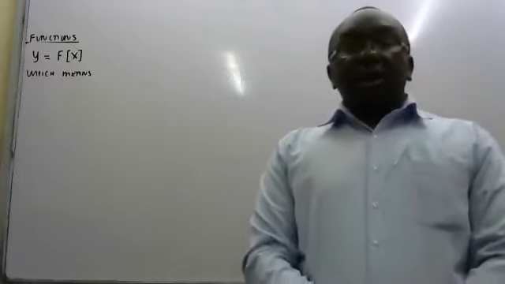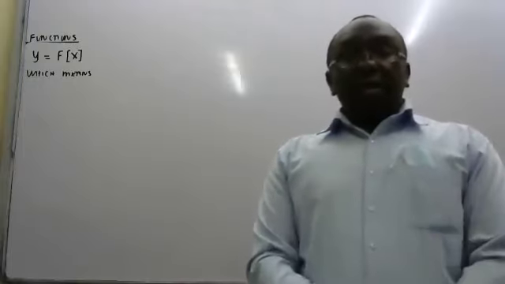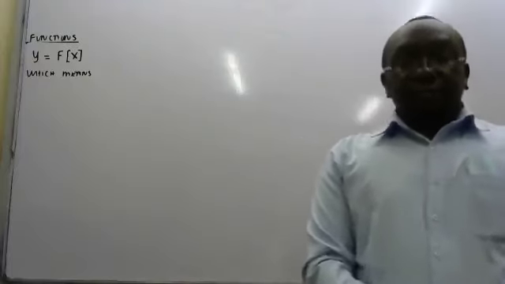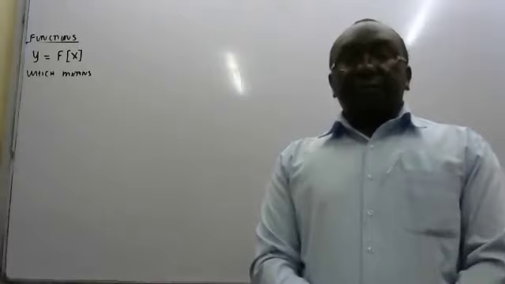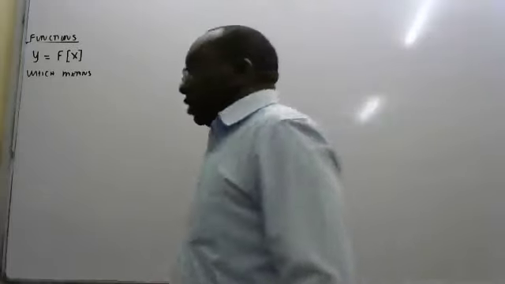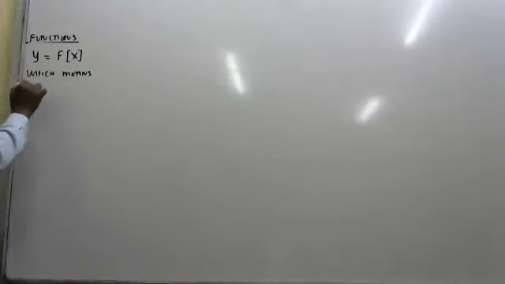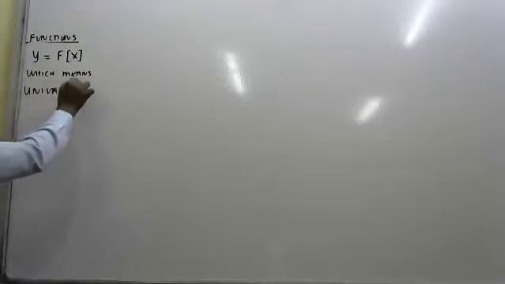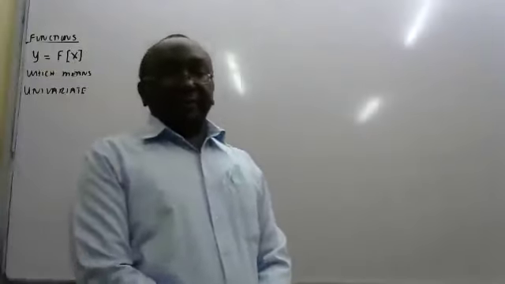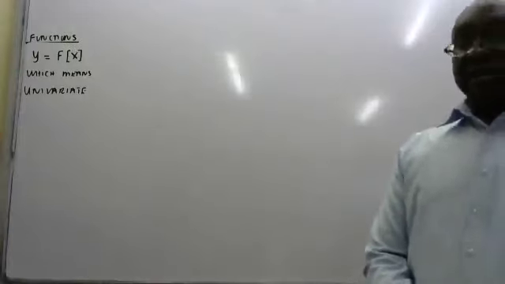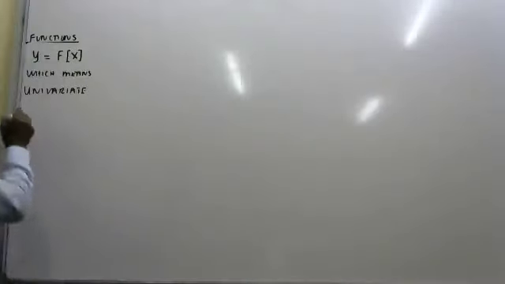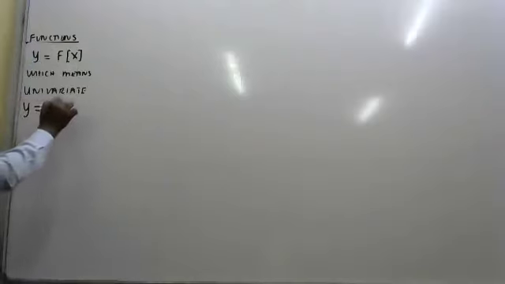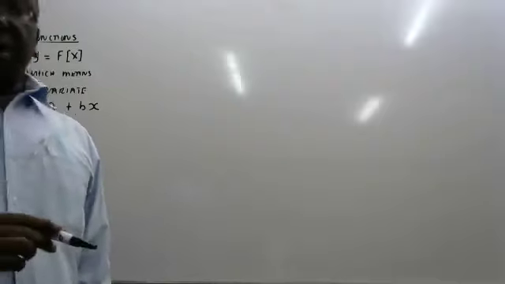When there is only one independent variable, the function is called univariate, and is written as y is equals to a plus bx.